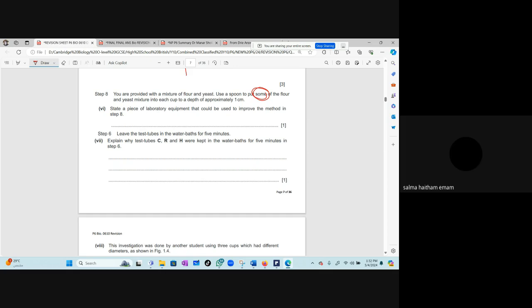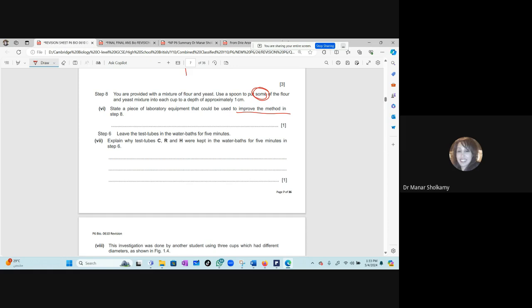What can you do, or what is the tool that you will use to improve the method? Measuring cylinder or pipette? No. A pipette is for volume. Here, I'm going to take some solids, like flour. Flour is a solid, so I will not use a pipette.